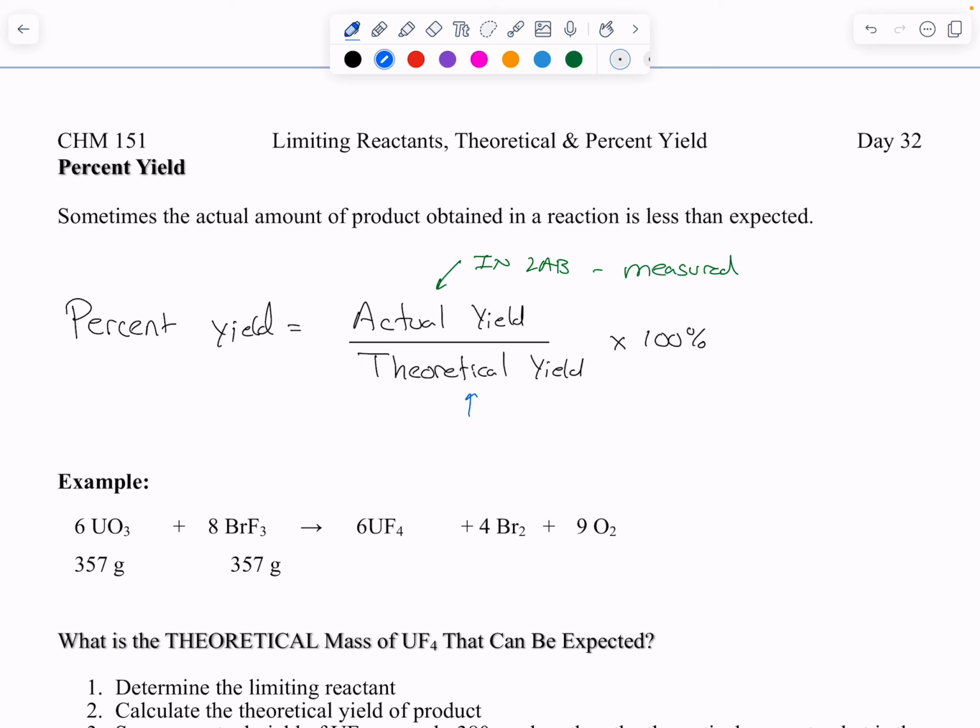Theoretical yield is calculated, which is on paper. So that's what you actually get in lab versus what you should get in lab, because every time we transfer from container to container, we're going to lose some. That's just the way it works.